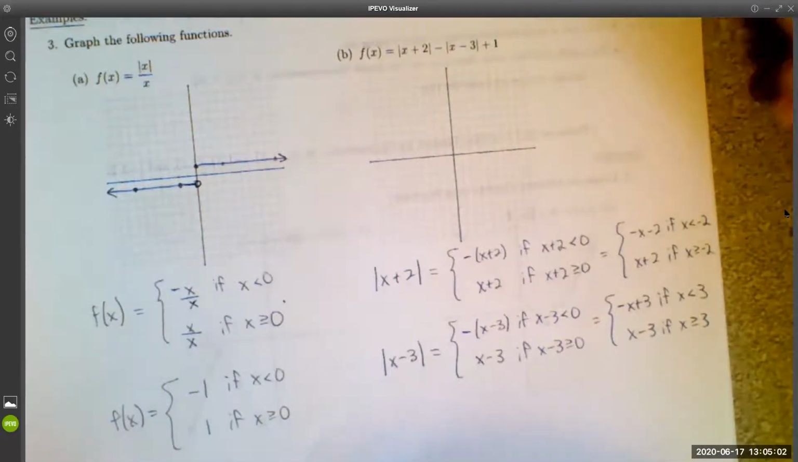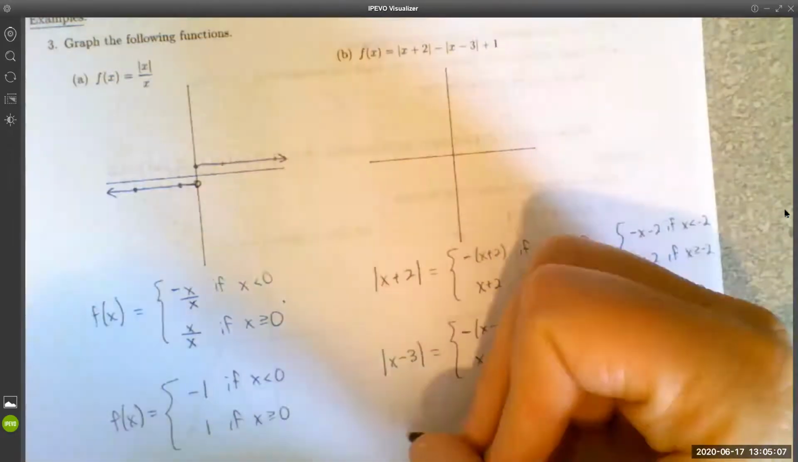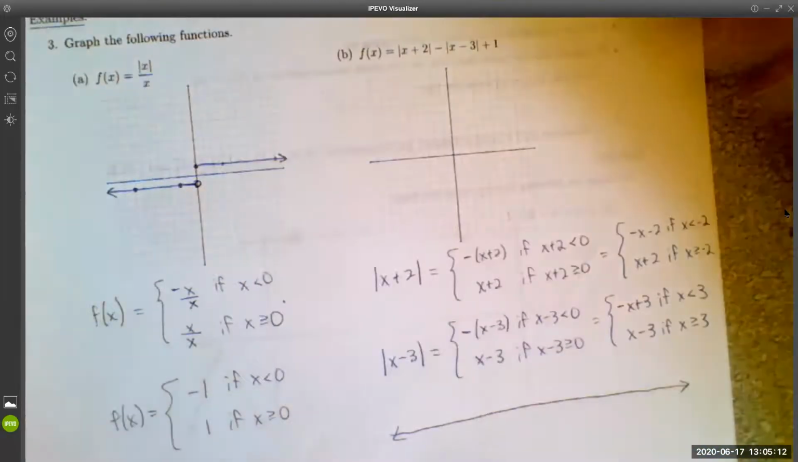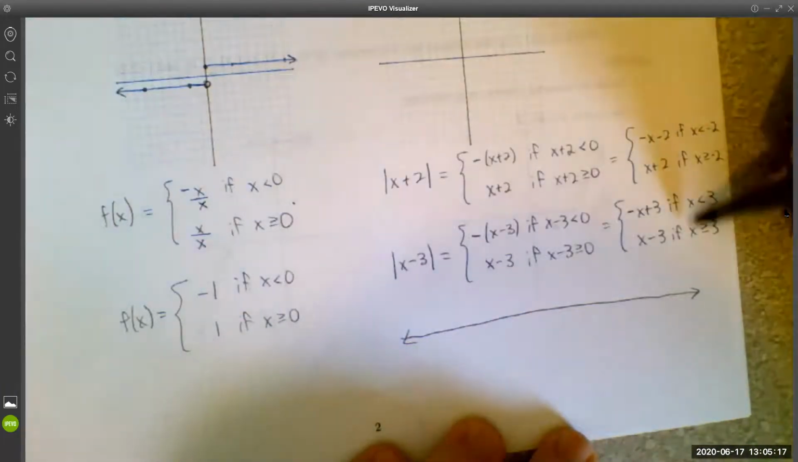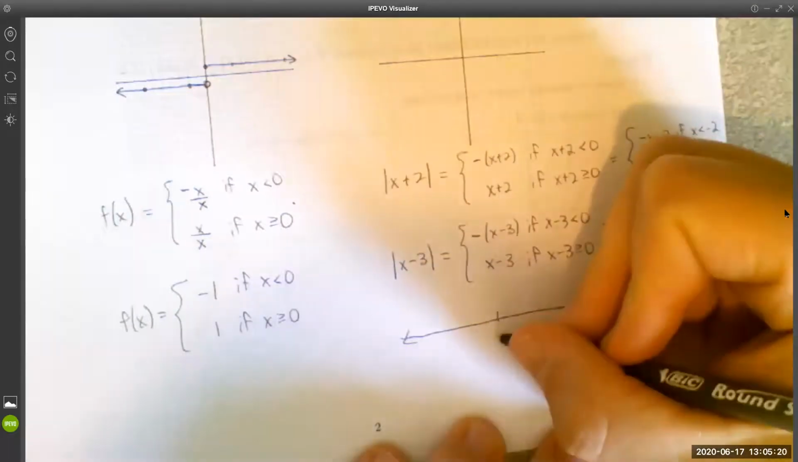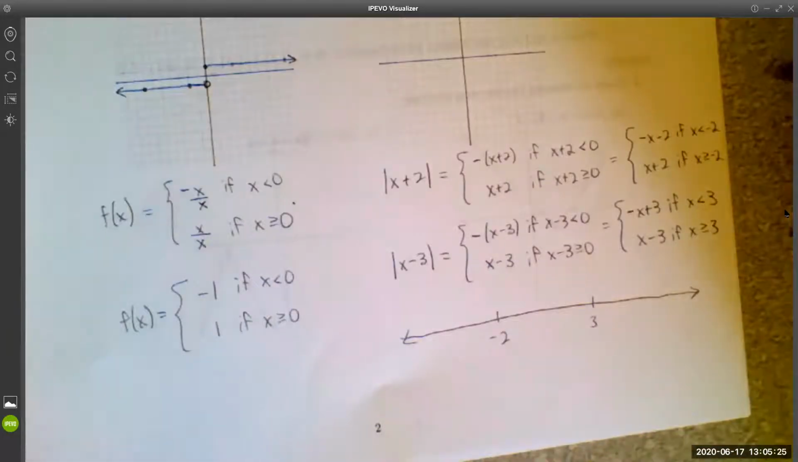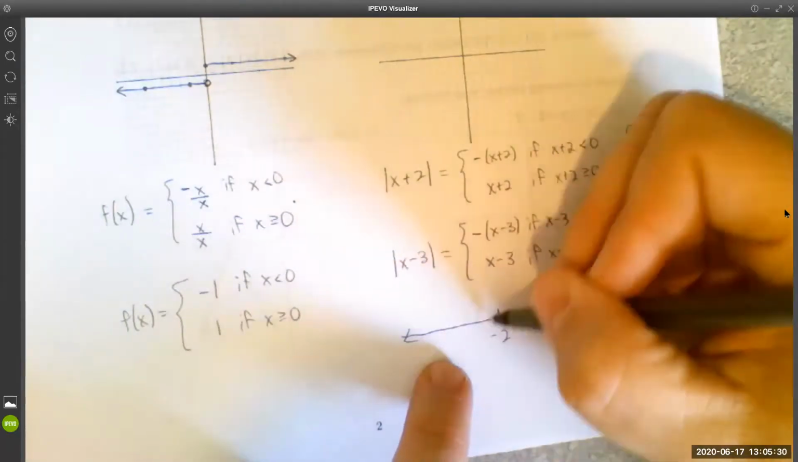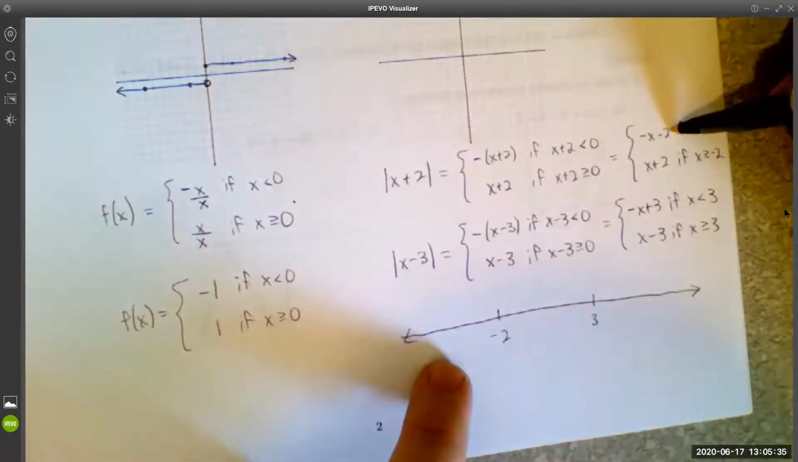Okay? So now putting this together, this is where it's helpful to draw a number line and to mark where the rule changes, right? So the rule changes at x equals negative 2, and then it changes again at x equals 3, right? So I'm going to mark both of those, negative 2 and 3. In this region down here, x is less than negative 2, but it's also less than 3. So we're going to use the top rule for both cases, right?